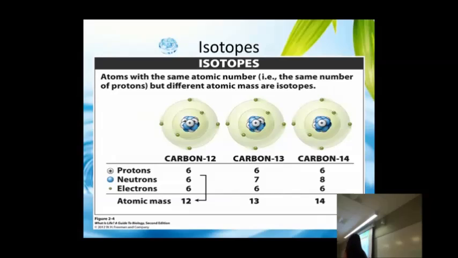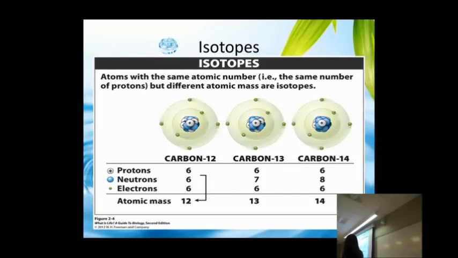Sometimes we see what's called an isotope of an atom. Atoms that have the same atomic number, which means they have the same number of protons, but have different atomic masses, are isotopes. Here we're talking about carbon 12, which is the most common. Carbon 13 and carbon 14 are what they start to degrade into. If we look at our protons in carbon 12, we have 6 protons and 6 neutrons. Add them together, we get 12.